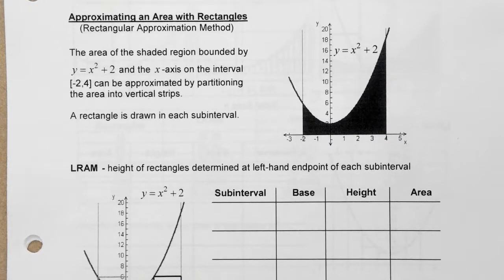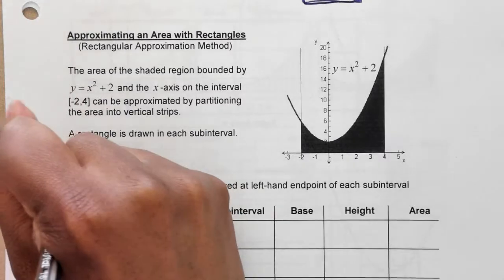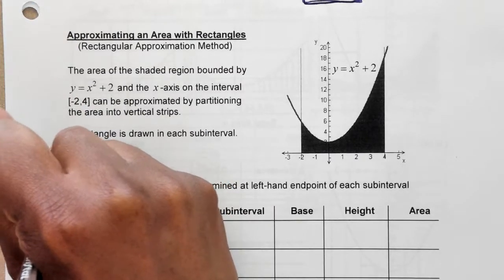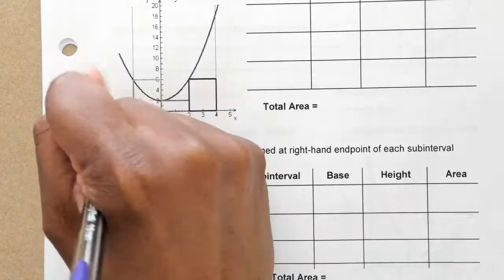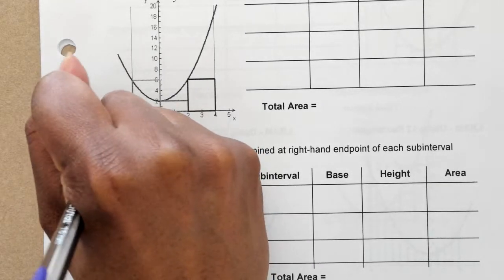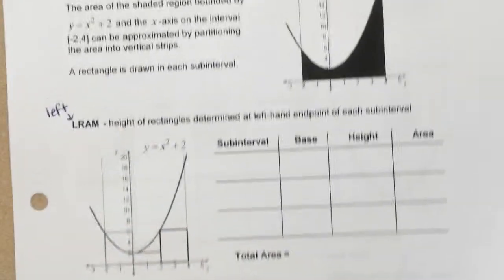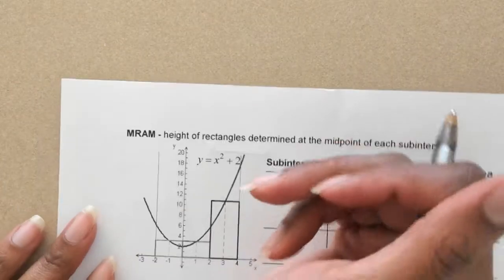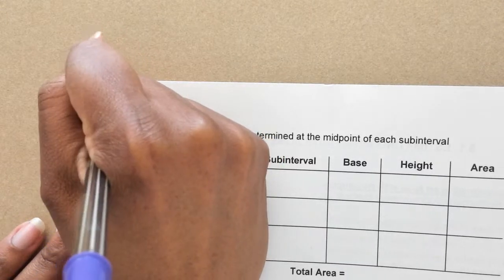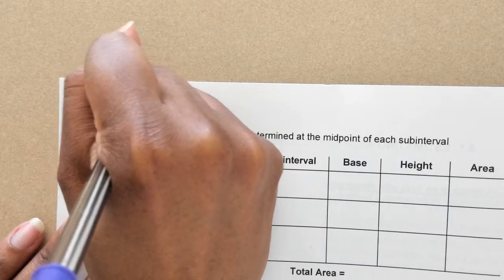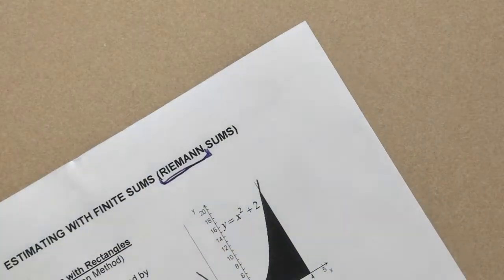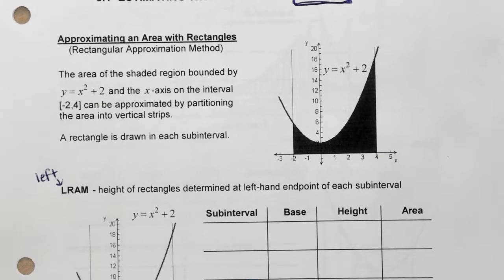There's LRAM, which means to the left. There's RRAM, which means you're using the value from the right. And then there's MRAM, which means you're finding the midpoint. You might see me write these as LRAM, or you might just hear me say the left Riemann sum, the right, or the middle.